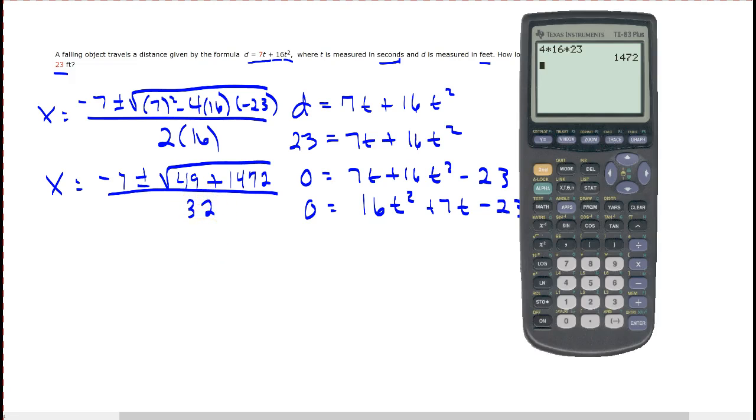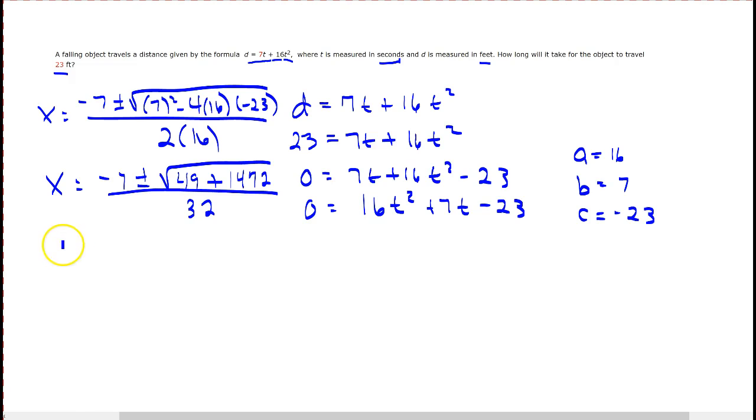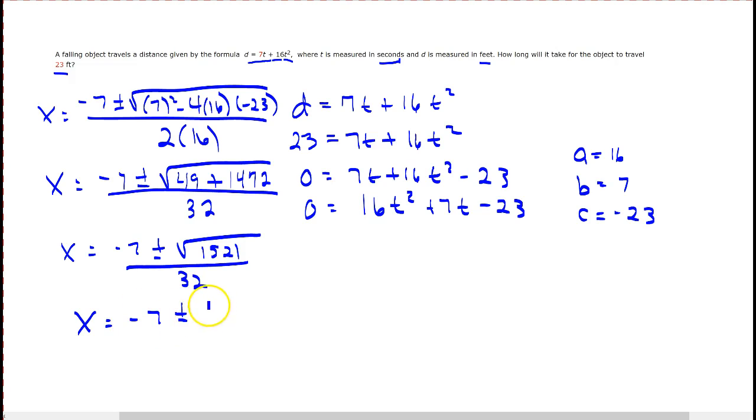And we can bring our calculator back up. What is 1472 plus 49? That gives me 1521. I don't know if that's a perfect square off the top of my head, so we're going to take the square root of it and see what we get. And it is. So negative 7 plus the square root of 1521 over 32. The square root of 1521 is 39, which is very nice, over 32.